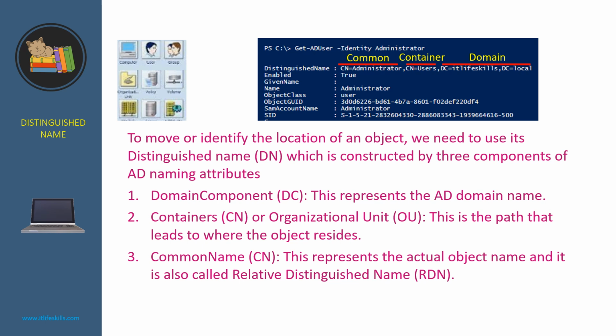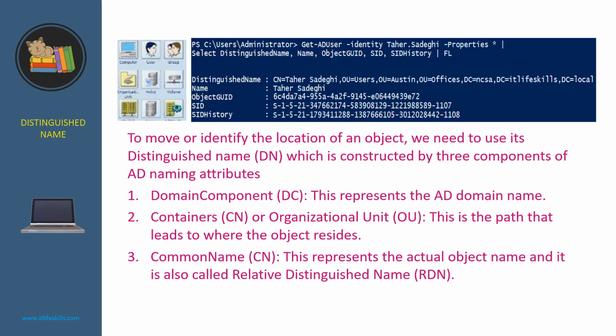Now let's take a look at another example. This is the distinguished name of this user, and here is the domain component, and here is the OU component. From the OU component, we can figure out the path that the user resides in is the Offices OU, and underneath the Offices OU, it has the Austin OU, and underneath the Austin OU, it has a Users OU, and here is the common name, which is the name of the user.